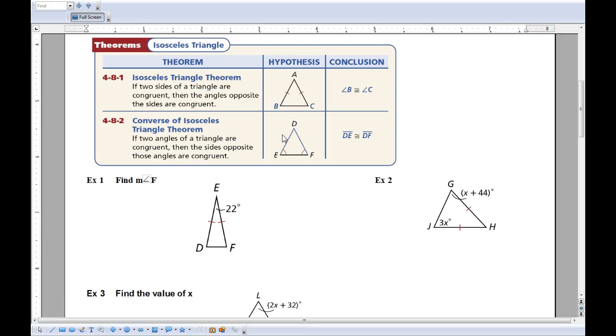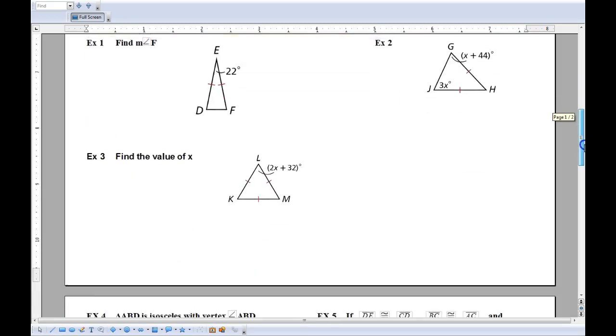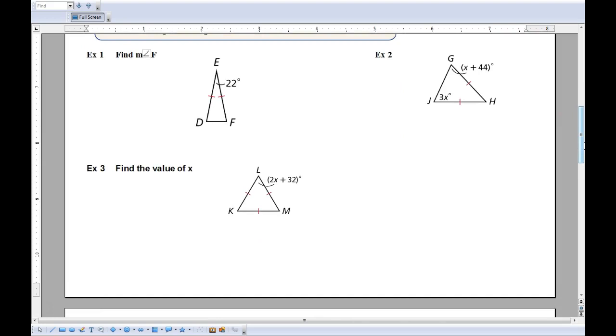All right, let's use that information to try to solve some problems here. Example 1 says find the measure of angle F. So let's see what we have here. First of all, angle F is one of the base angles. So angle F and angle D need to be the exact same. The vertex angle is 22.